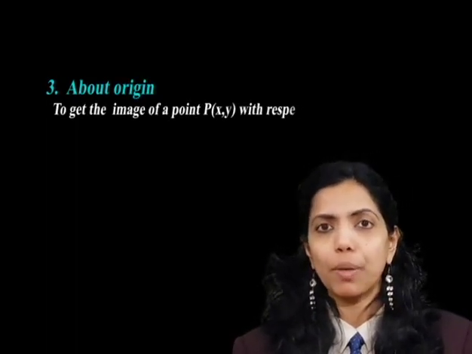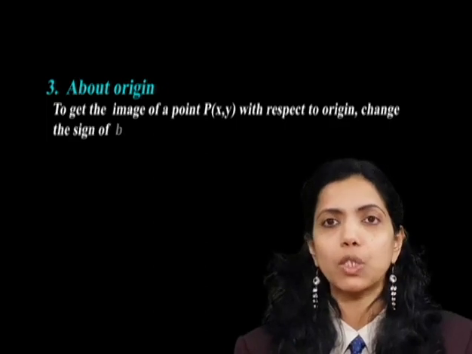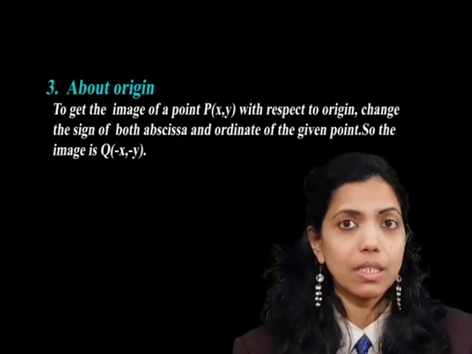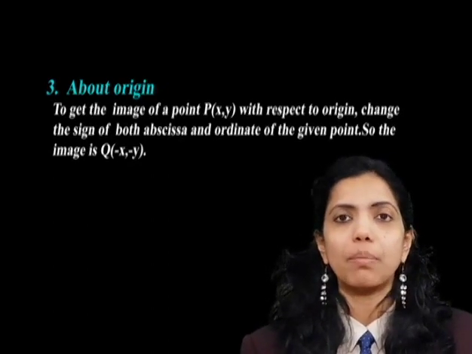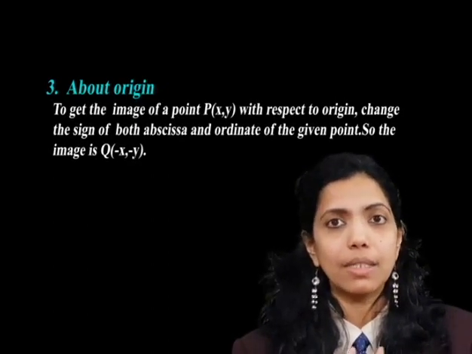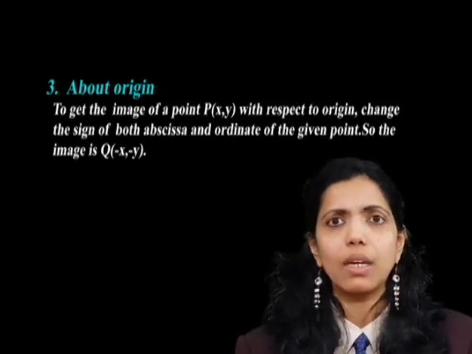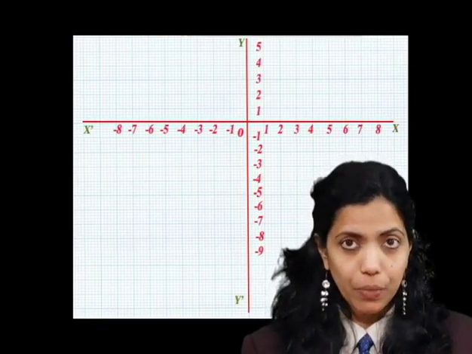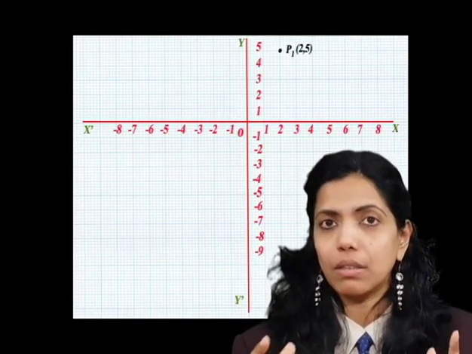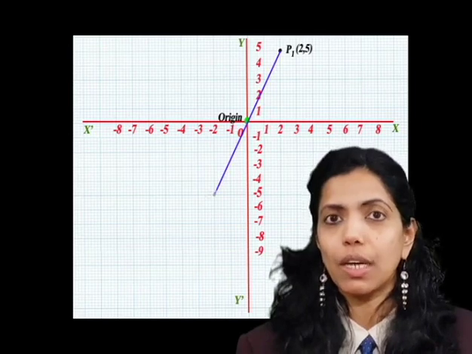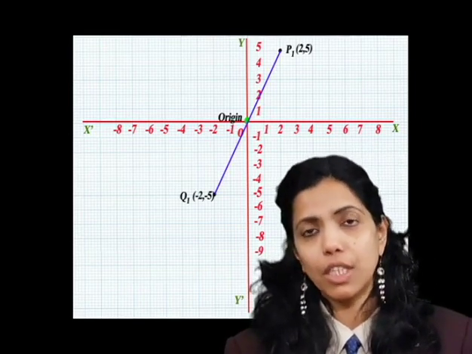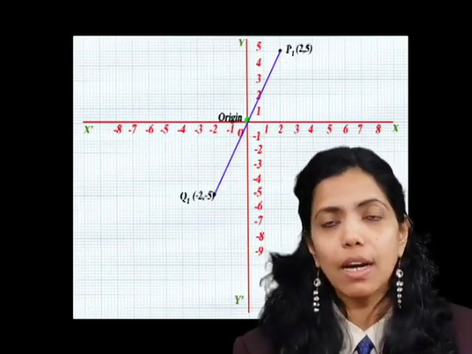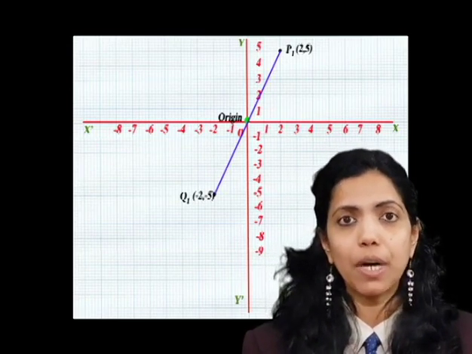Now the next one is about the origin. To get the image of a point P of x, y with respect to the origin, change the sign of both the abscissa and ordinate of the given point. So the image is Q (minus x, minus y). So again we are considering the point P (2, 5). What will happen if we are taking the image about the origin? Of course I have to change the sign of both the coordinates. (2, 5) will turn as (minus 2, minus 5).